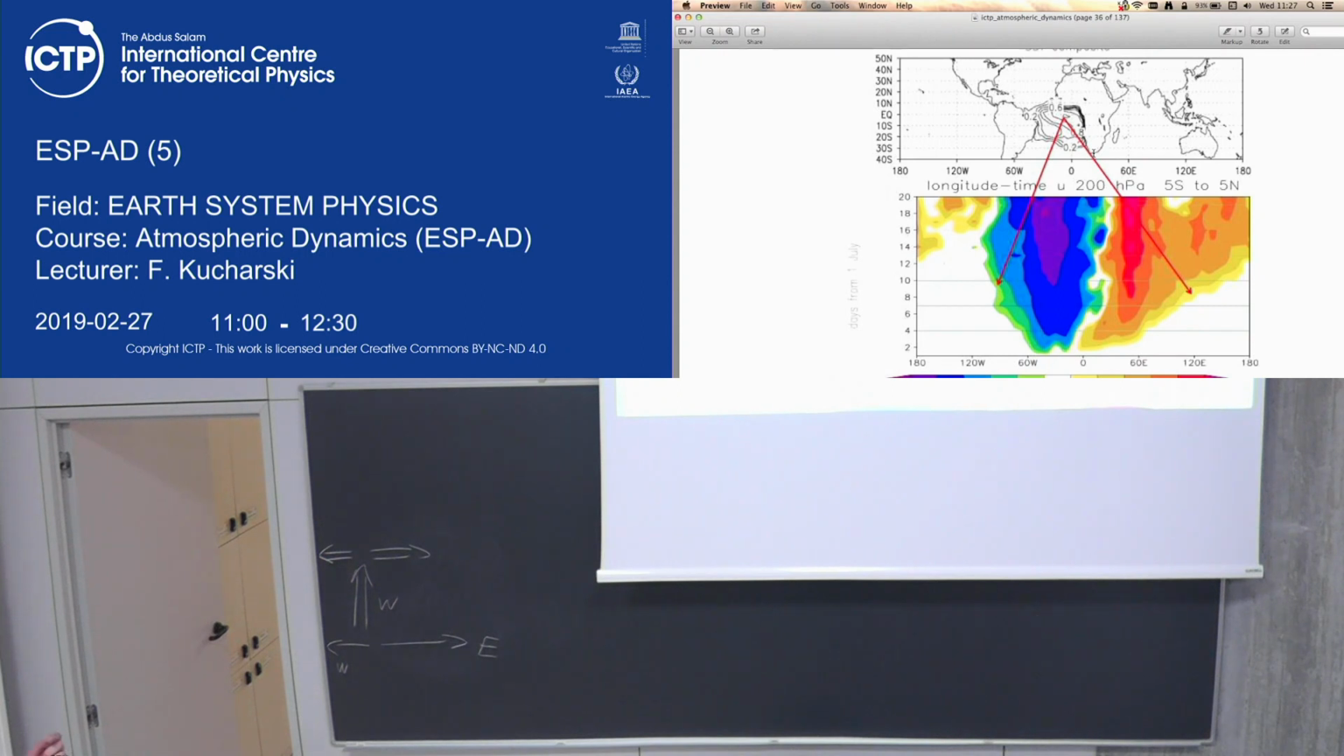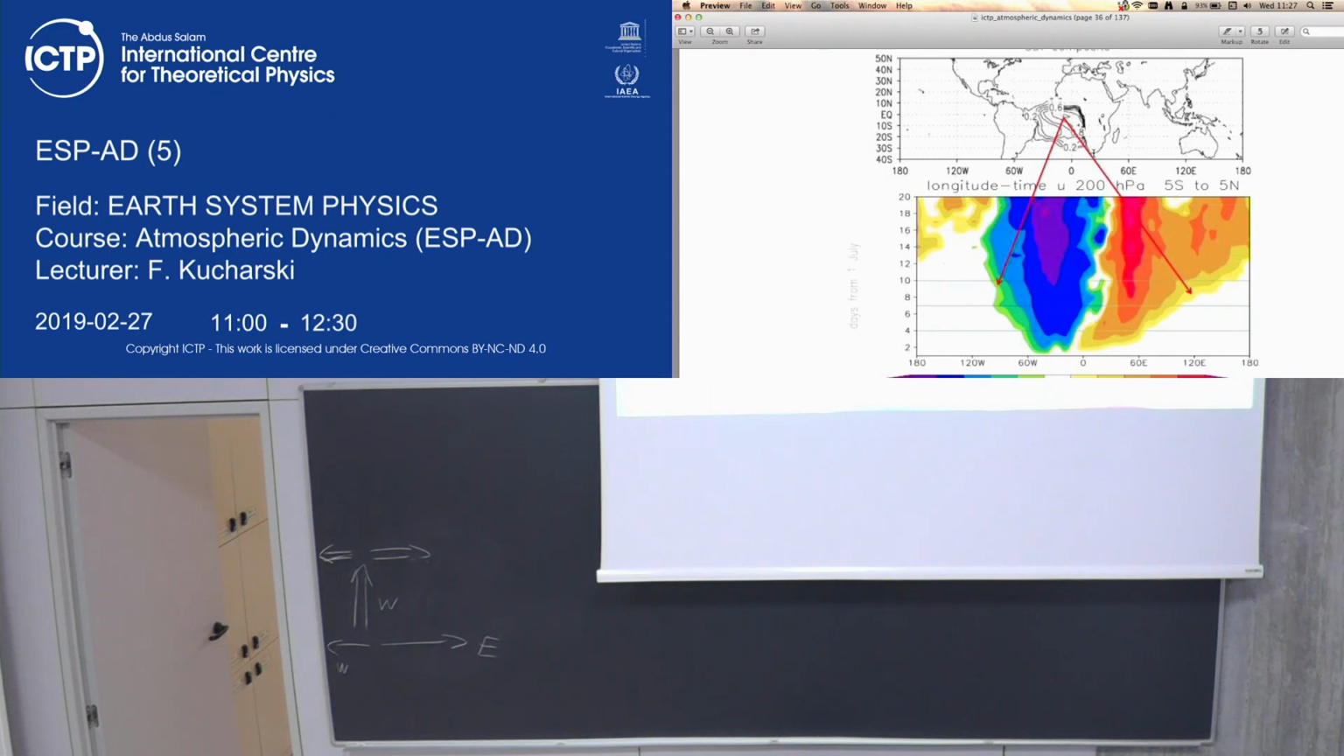It has to, because of continuity, no? The air that rises here has to flow in this direction and in this direction. So this is not a big surprise. What we can learn from this, what you can actually derive, is the phase velocity. And they are not the same. There could be several hypotheses why they are different on this side and on this side.